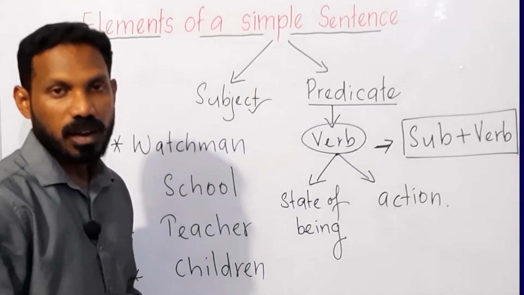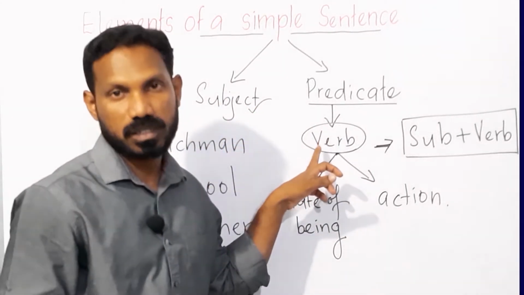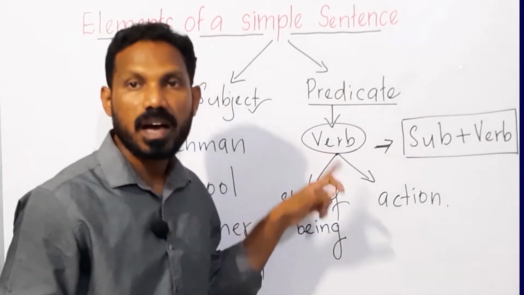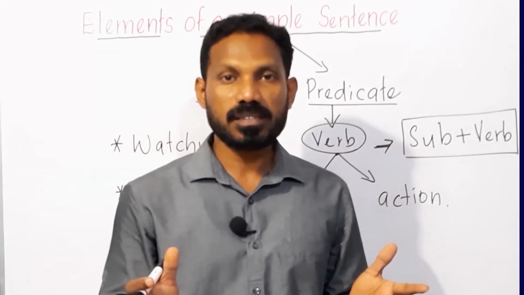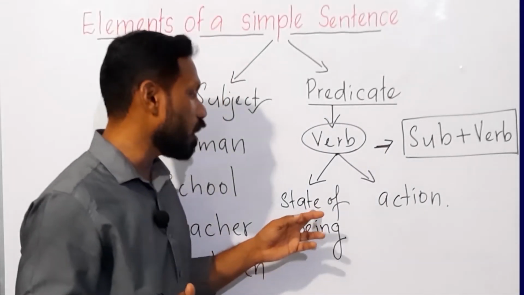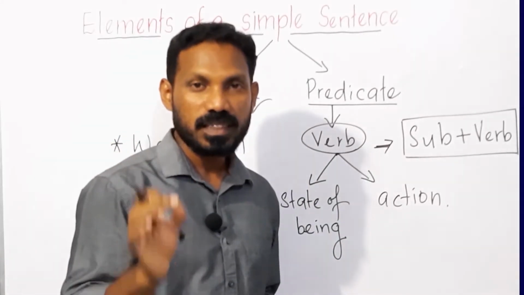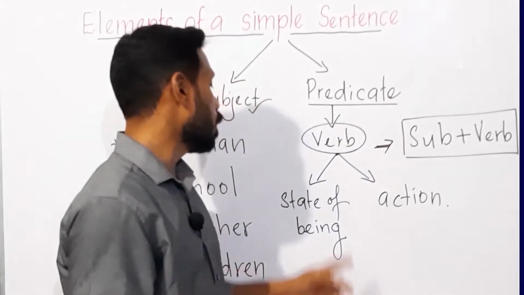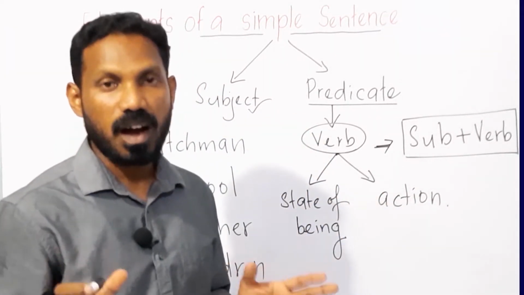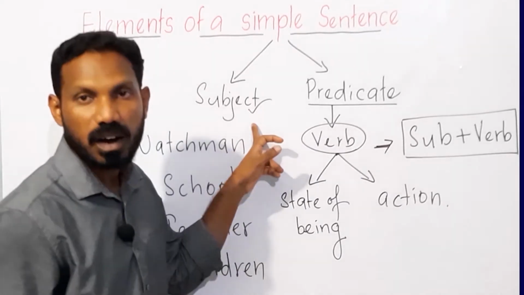action. Now, I have told you that whatever you speak about the subject is the predicate, or simply we can consider it as the verb, because you speak only two factors. What are those two factors? State of being or action. Whatever the sentence you speak, that can be categorized into state of being or action, or whatever we speak are about the state of being or action performed by the subject.